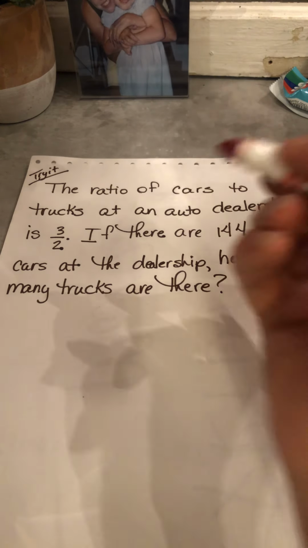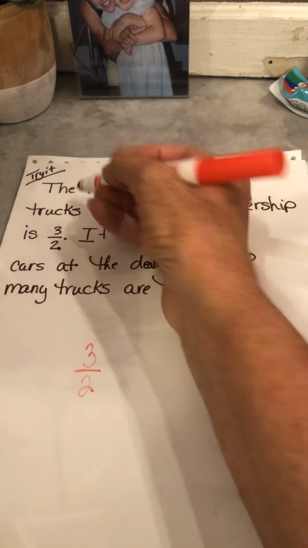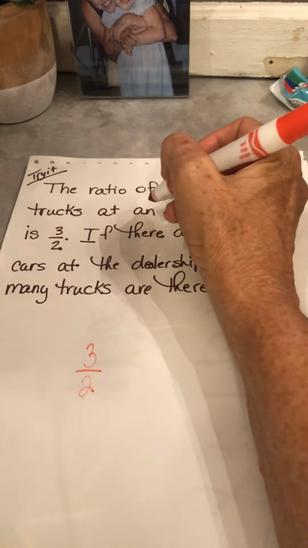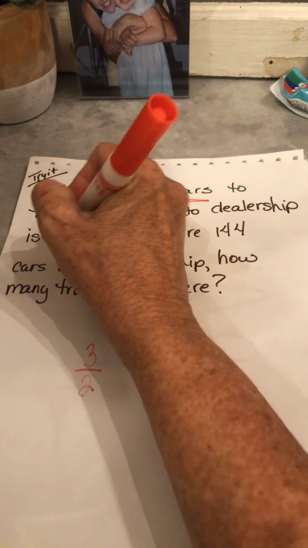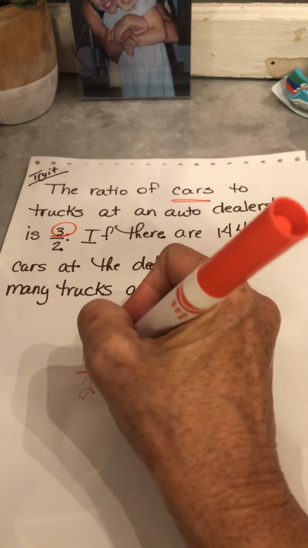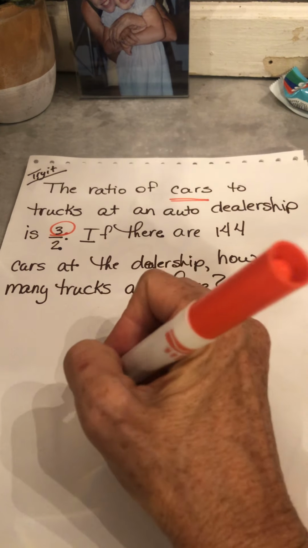Okay, so I'm hoping you tried it. I hope you're not waiting for me. All right, I'm going to write this out, the ratio of cars to trucks. So cars came first, so cars must be my 3. So this is my cars. Trucks came second, so this is my trucks.